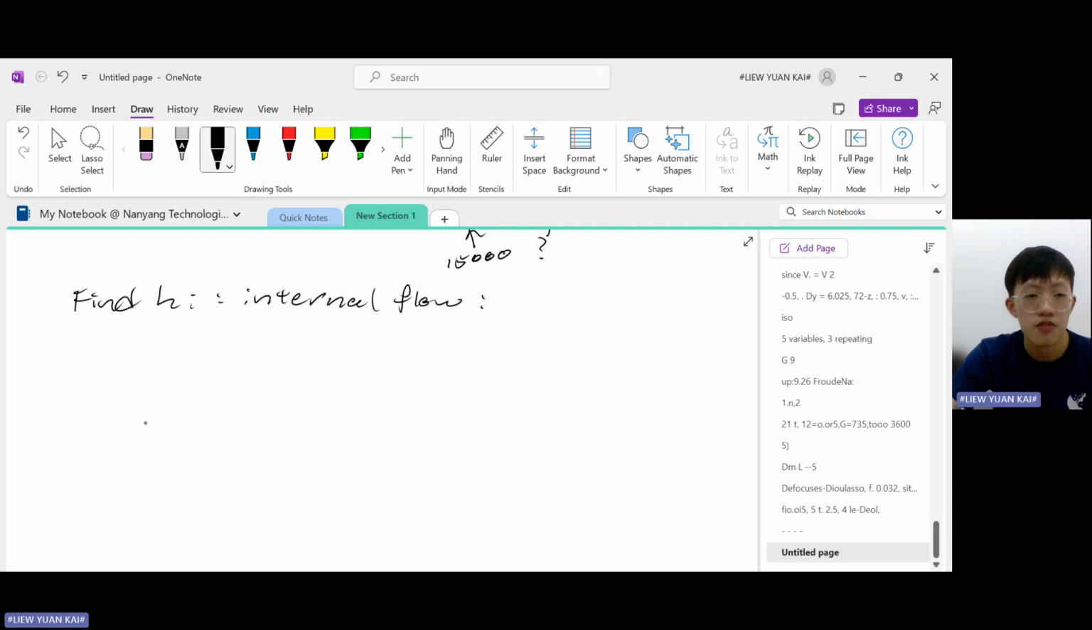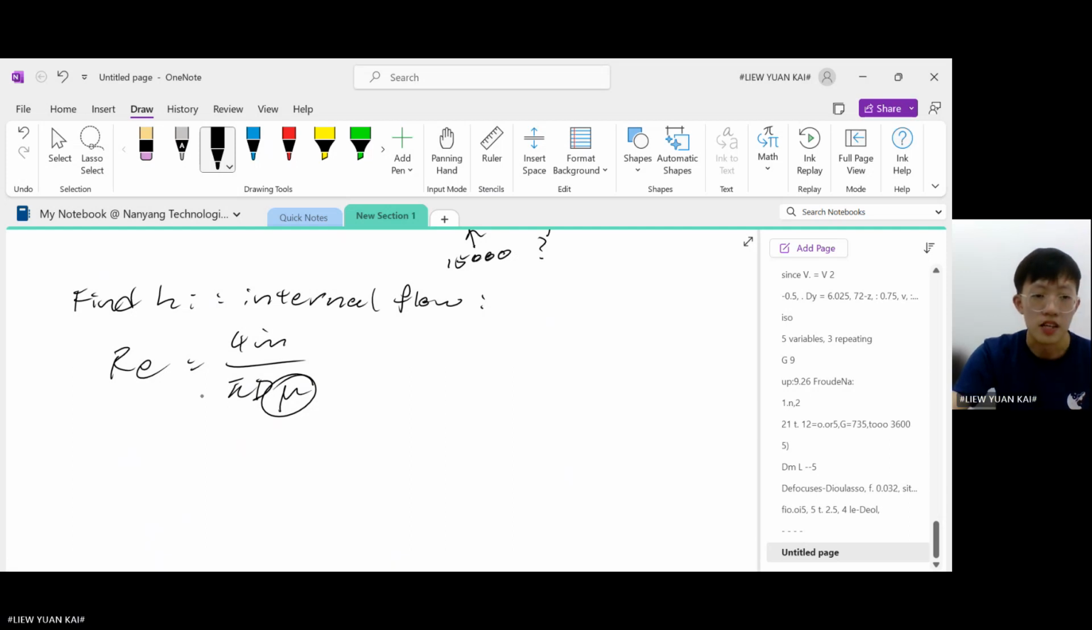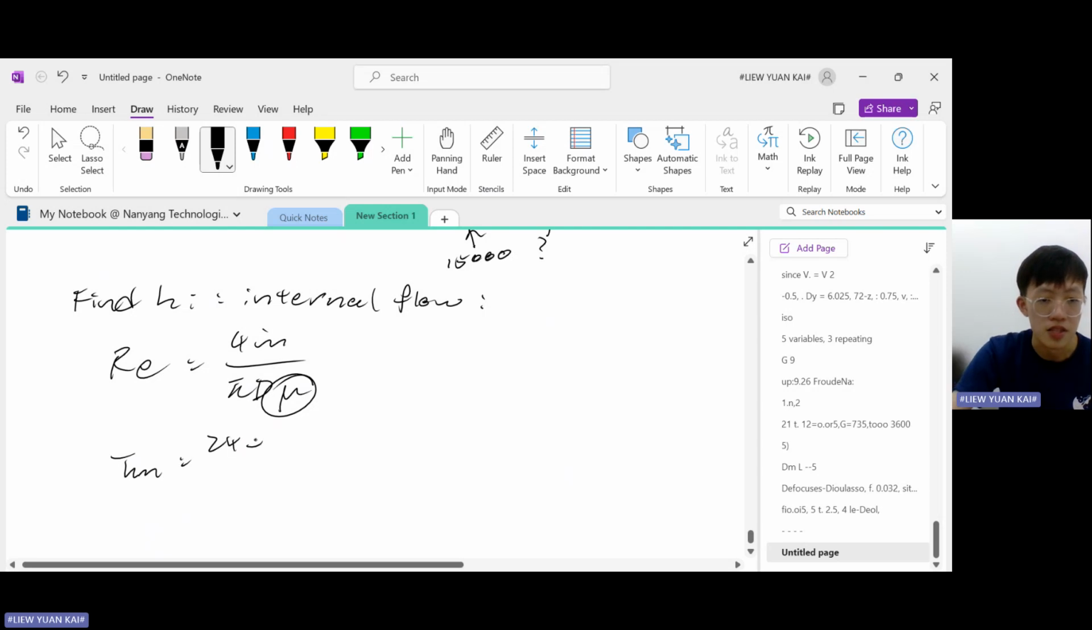So if it is internal flow, first thing first, you need to calculate the Reynolds number. You can pull this formula out of your lecture notes, for mass flow rate: 4 m dot over pi d mu. So we need to find mu, right? And mu is a fluid property. So for the fluid property, you need to calculate the mean temperature. The mean temperature is given by 24 plus 18, the outlet and the inlet temperature, divided by 2, which comes to 21 degrees Celsius.